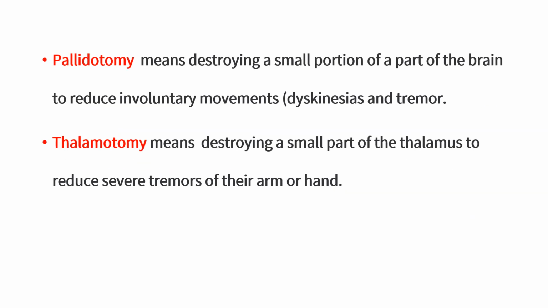Apart from that, pallidotomy and thalamotomy. Pallidotomy means destroying a small portion of the brain to reduce the involuntary movement. That means tremor, dyskinesia, kind of involuntary movement. Then thalamotomy means destroying a small portion of the thalamus to reduce the severe tremor of the arms and hands. So these are all the surgical management options which we are using for the treatment of Parkinson's disease.